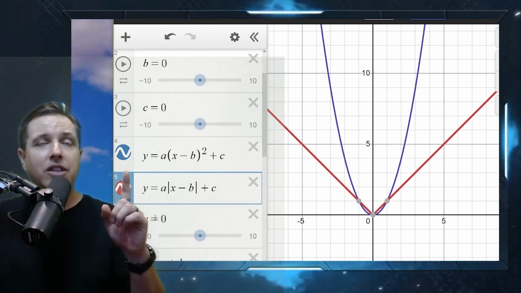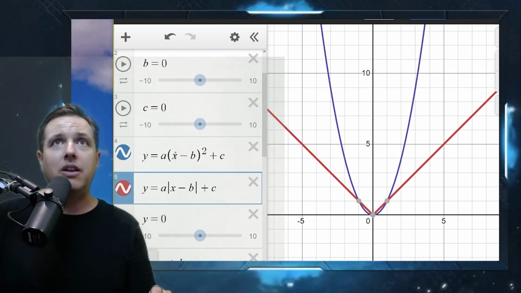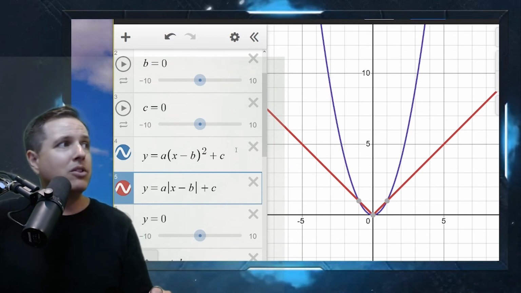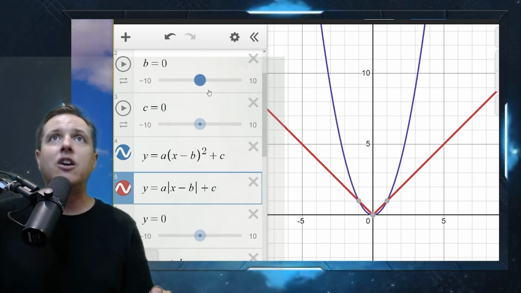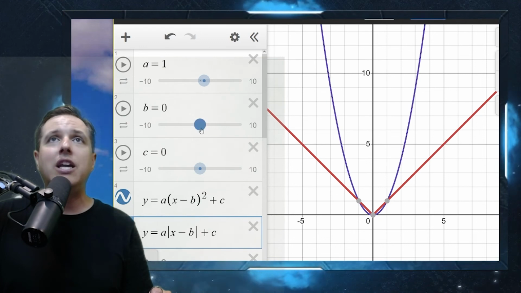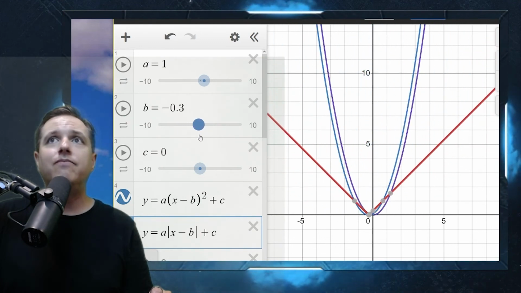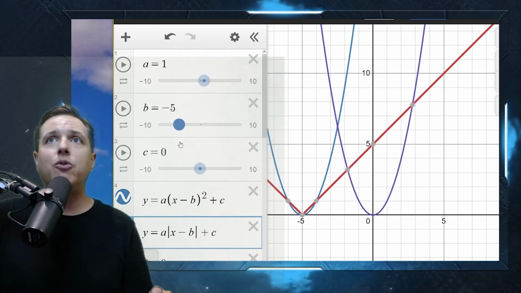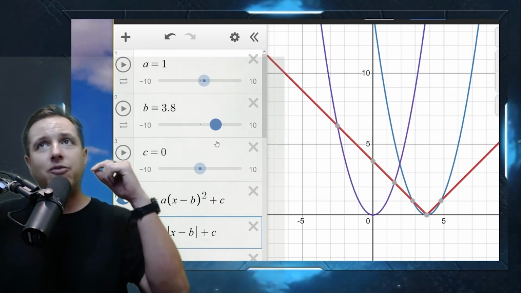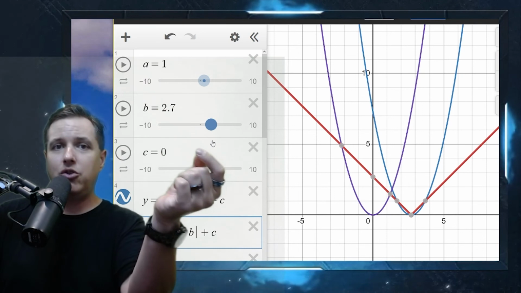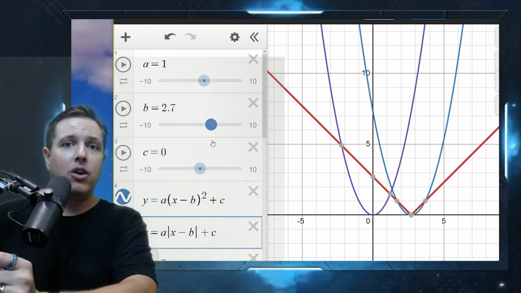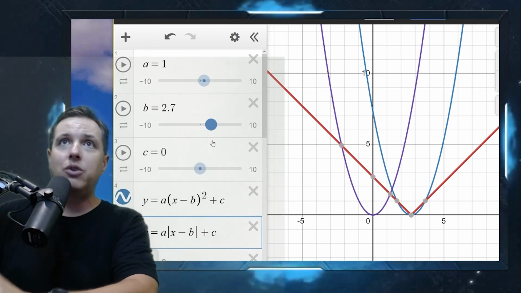Now we have the absolute value function, and notice they have the same parameters in the same places in these functions, but look what happens now when I change B. Oh, they both move to the left and right. Right? They're both moving left and right because the transformation doesn't care whether you're dealing with a parabola or an absolute value function, it's going to treat them the same way.